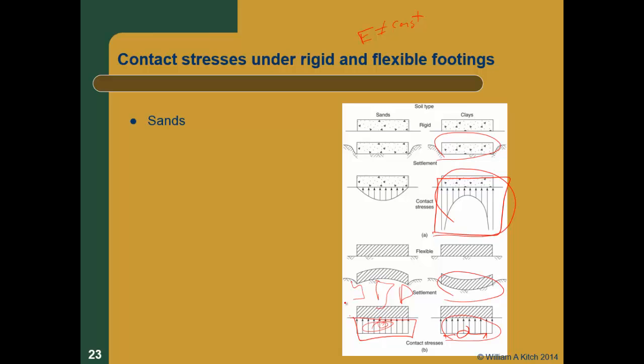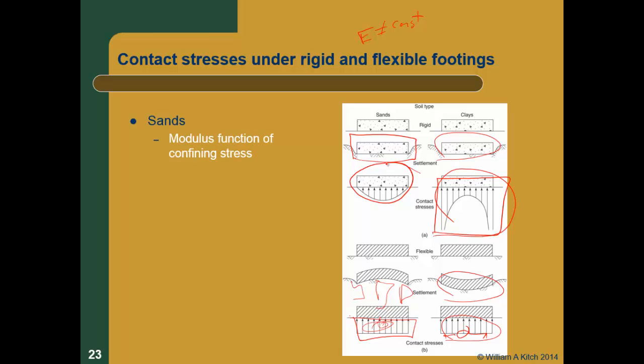What about the case where the displacements are uniform? Now I'm going to get a uniform displacement, but my modulus under the middle is high and my modulus under the edge is low. So how am I going to get a uniform displacement when I have a high modulus in the middle and a low modulus at the edges? I have to have more stress under the middle than at the edges to make up for the difference in modulus, right? And if we measure the stresses under a slab on a cohesionless sand, we'll find it has very, very low contact stresses under the edges and higher contact stresses under the middle.